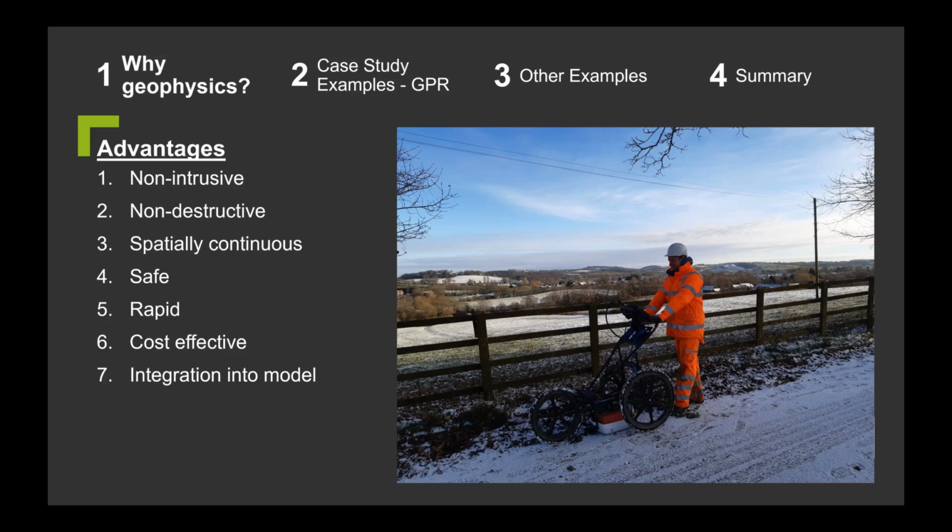The information is spatially continuous, so we can fill in any missing gaps between intrusive samples, which overall will produce a more detailed model. It's safe to use in the fact that most geophysical equipment is light enough to be hand carried and operated, so it doesn't affect any integrity or stability of a material, which is really important when you're working on structures that are potentially damaged or could further damage. They're rapid, so there are certain surveys that can cover large areas quite quickly, which is good where we've got time constraints where we're trying to identify if there's any further damage to a structure.